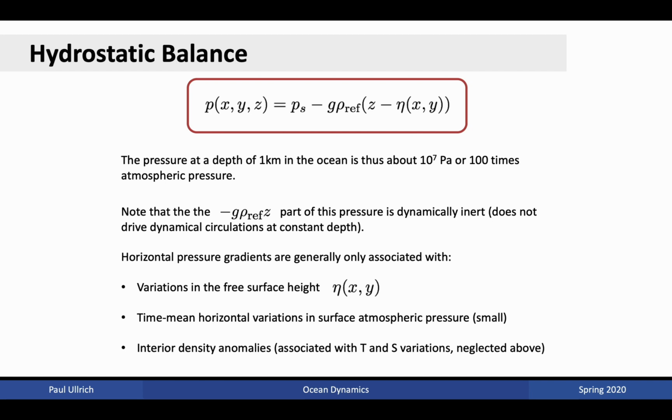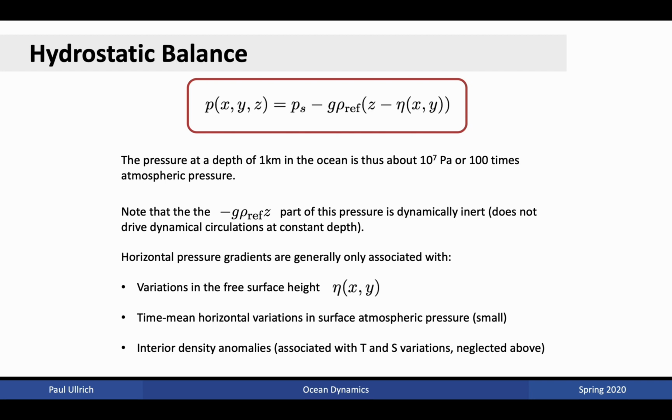Think about it this way. Basically, in the horizontal momentum equation for the ocean, we have gradients of pressure along constant z surfaces. If z is held fixed, then the term minus g rho reference times z is of course going to be constant. Taking the gradient of this term then results in a 0 horizontal derivative. Thus, the only thing that triggers horizontal variations in the pressure, that is, non-zero pressure gradients along constant z surfaces, are variations in the surface pressure and variations in the surface height.